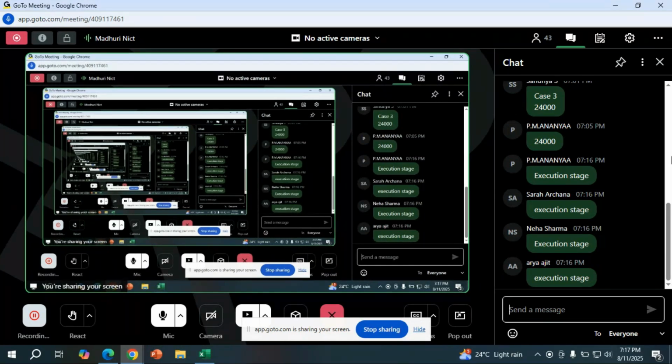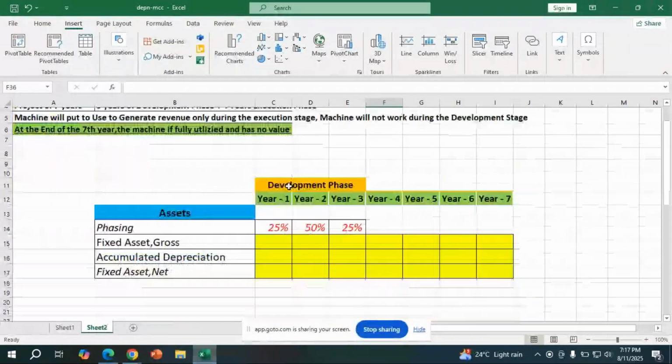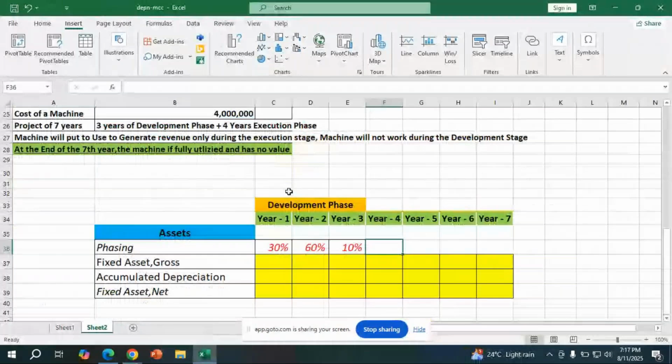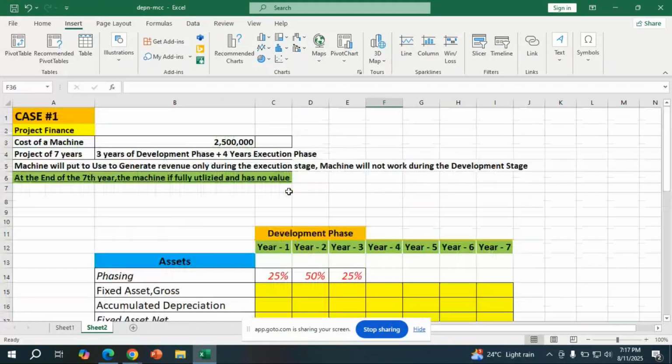So I will teach you how to do it. Along with me, you can do it. Actually, the first case study and the second case study are the same thing, which you can do. So slowly I will take you through that.